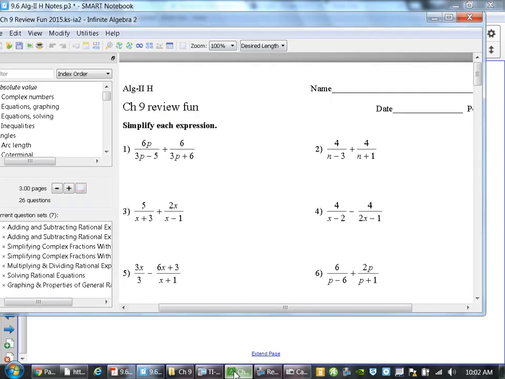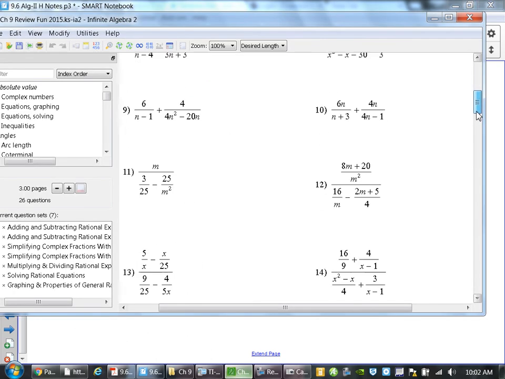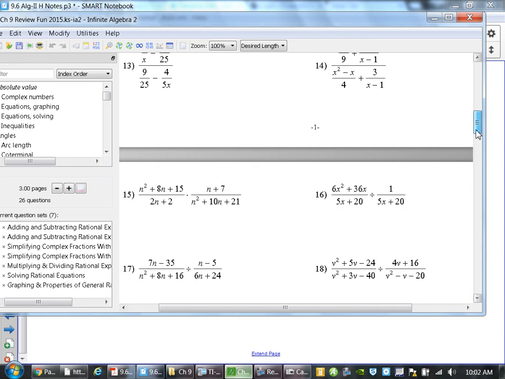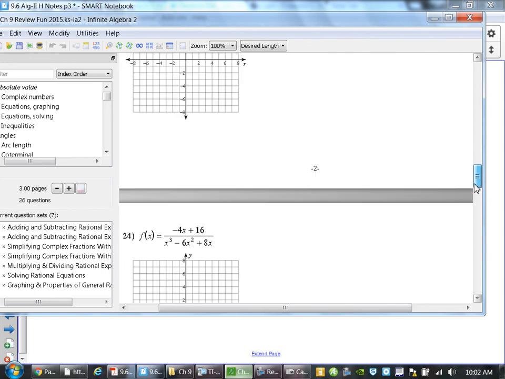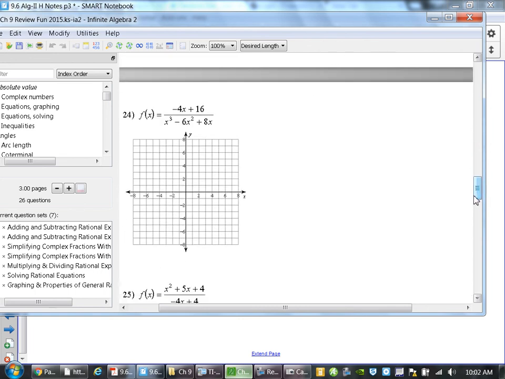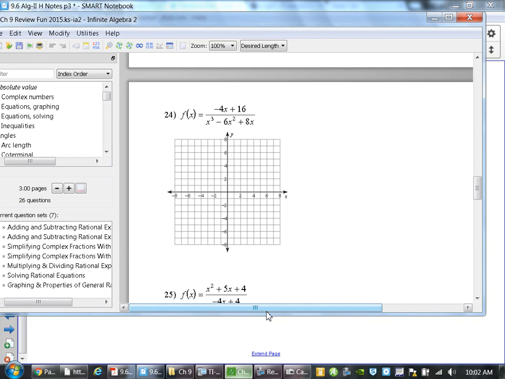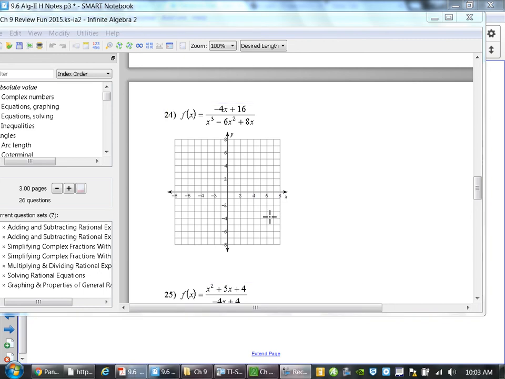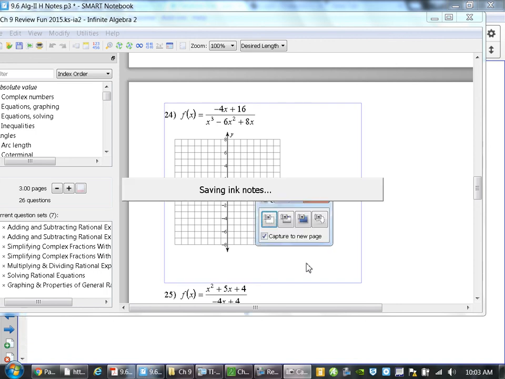Let's try another one. Let's try, which one? 24? Oh, how to do all the asymptotes and things and stuff? Yeah. I don't know how to do that. I didn't even know how to do it when we were doing it. I didn't know.